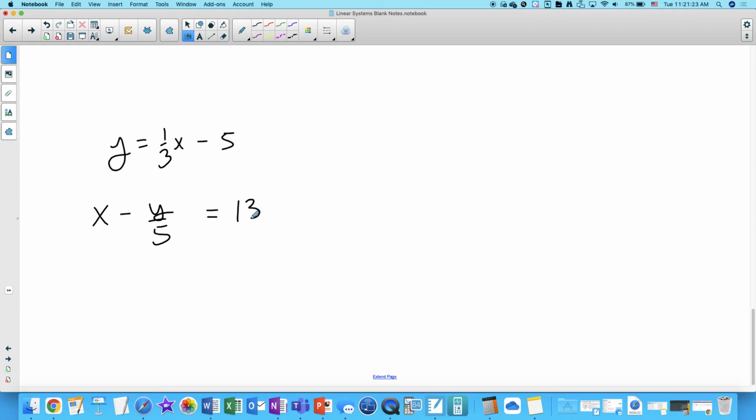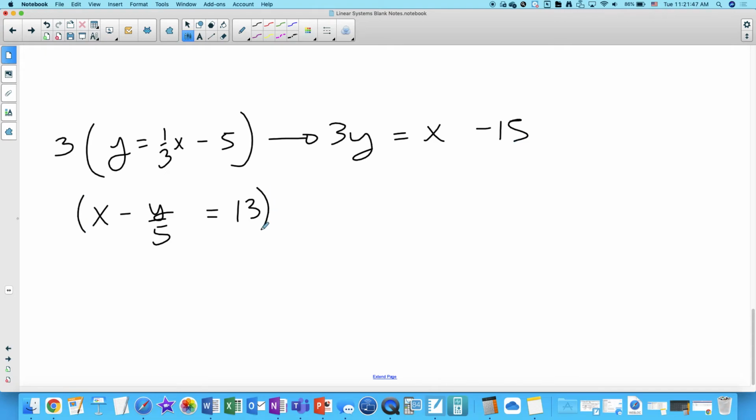What could we multiply the first equation by to get rid of that fraction so that we don't have to deal with fractional equations? 3, exactly. So if I multiply this whole thing by 3, I'm going to get 3y equals 1x, or just x, minus 15. And then this one, what do I need to multiply this by to get rid of this denominator? 5, exactly. So when I do that, I'm going to get 5x, and then this just becomes minus y, equals 5 times 13, which is 65.